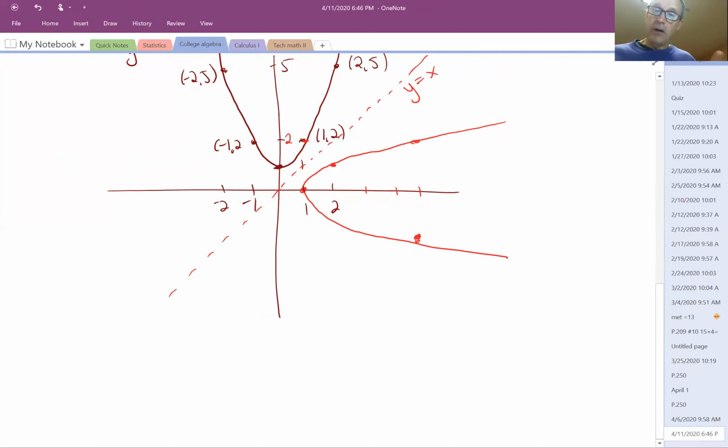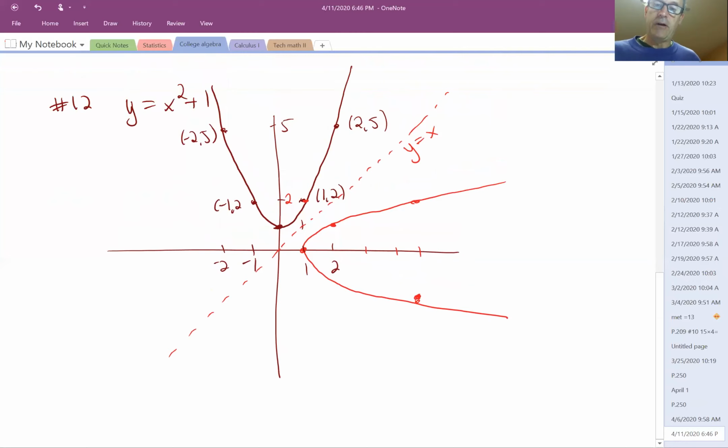Okay. Now, the problem is with this parabola right here, the original x squared plus 1. It fails the horizontal line test. If I draw a horizontal line right across like this, it hits it twice. That means it does not have an inverse function. It has an inverse, the red one, but not an inverse function. And that's really what we want to talk about.